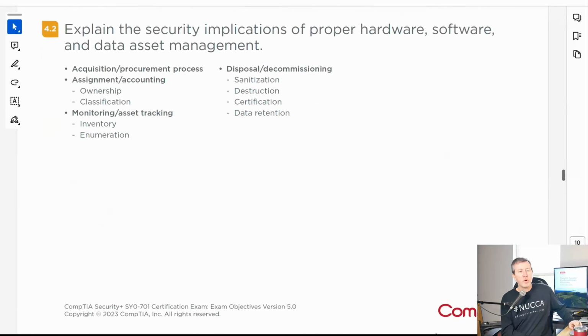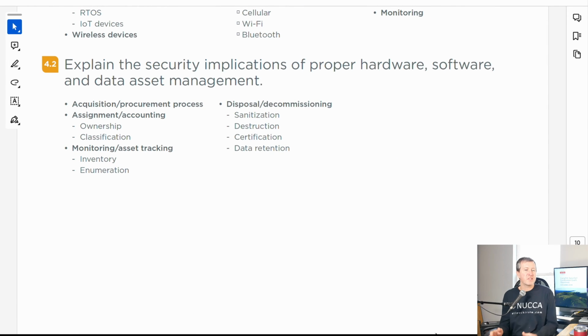Moving on into 4.2, subdomain 4.2 is explain the security implications of proper hardware, software, and data asset management. Everything has a life cycle to it. Hard drives don't last forever. So when we need to destroy a hard drive, how do you destruct it? Do you just simply wipe it clean, just delete the files and throw it in the trash can? Not really a good option.